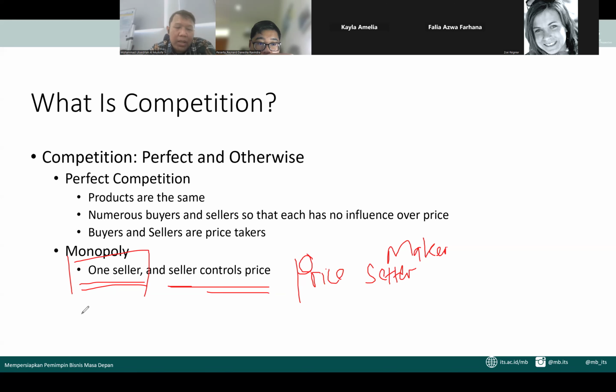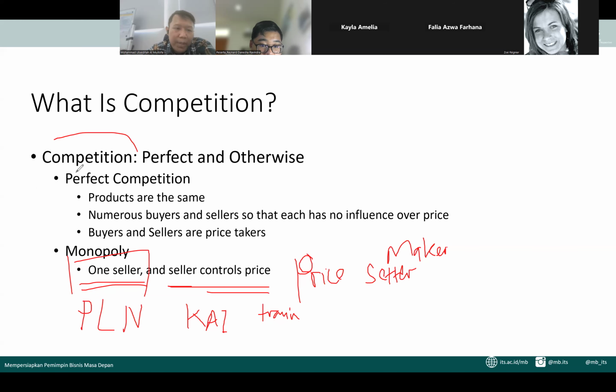We have many examples. In Indonesia, we have PLN. PLN is a company, actually a government-owned company, which distributes electricity. We also have KAI. KAI is also a government-owned enterprise which provides train transport services. So these are monopolies because we have only one seller, only one provider in the market.